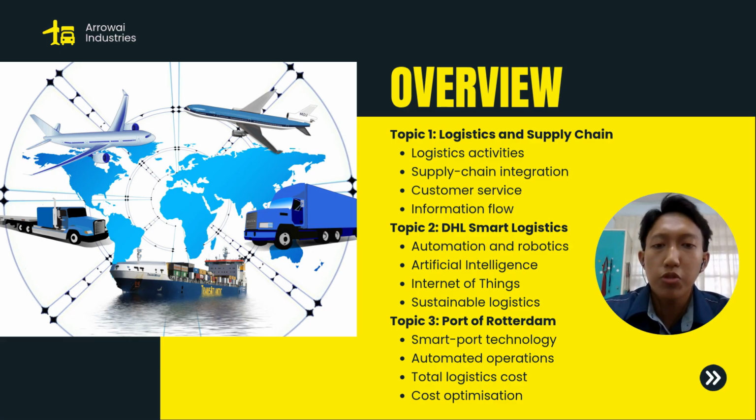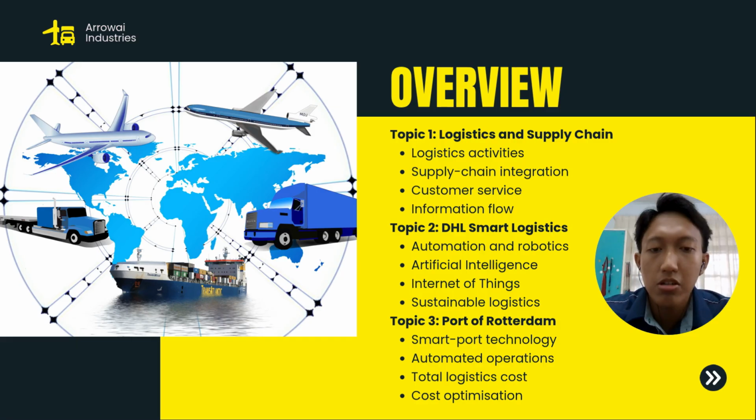So, overview for the assignment. The first topic is logistics and supply chain. In this section, we will explain the main logistics activities, including transportation, warehousing, inventory management, order fulfillment, customer service, and information flow. We will also show how these activities are connected from the supplier until the product reaches the final customer.